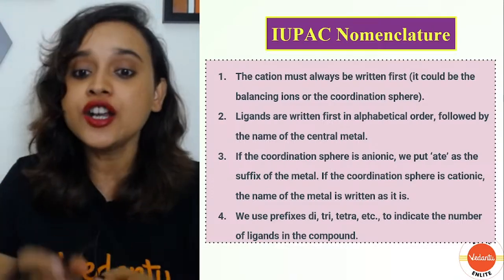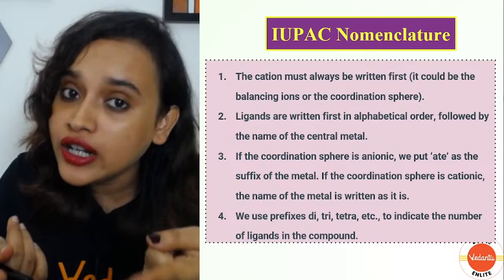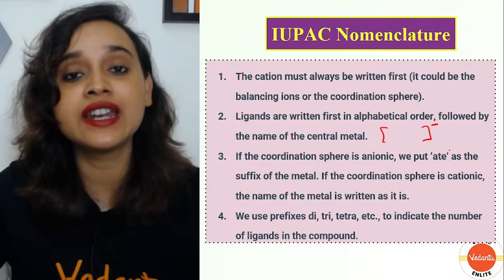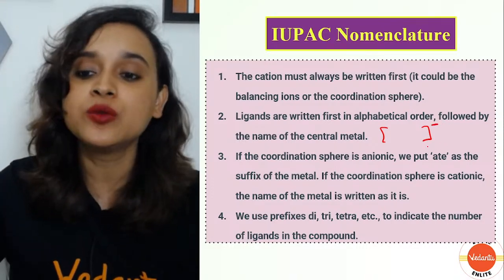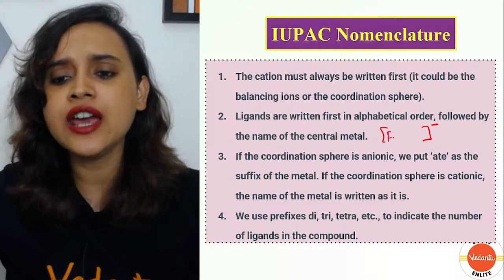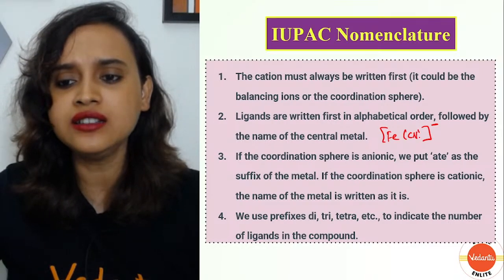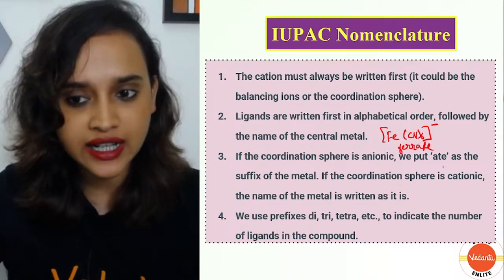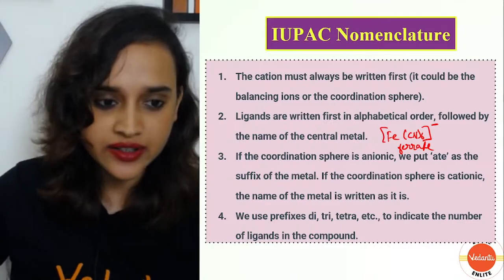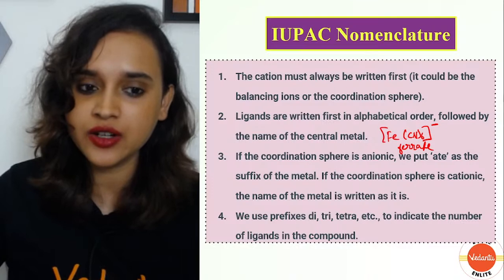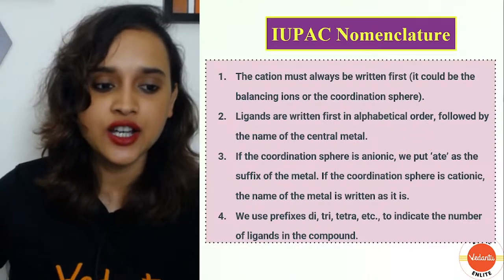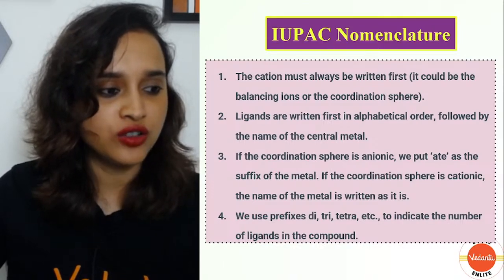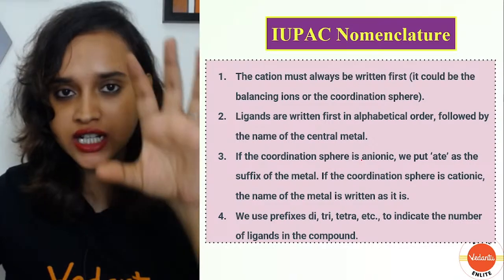Now, if the coordination sphere is anionic, if the coordination sphere has a negative charge, then what will you write? Let's say there is Fe here, let's say Fe(CN)6 with a minus charge. So what will I write? I will write it as ferrate. Am I clearing it, everyone? Do you understand this? Say yes or no.